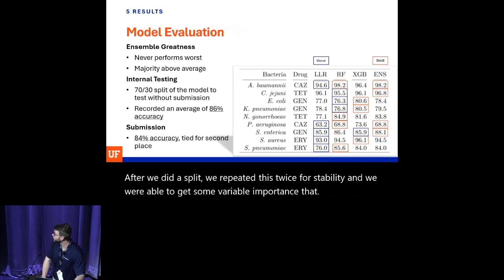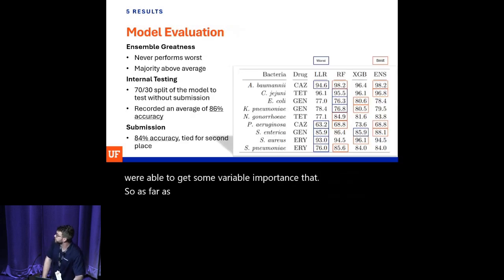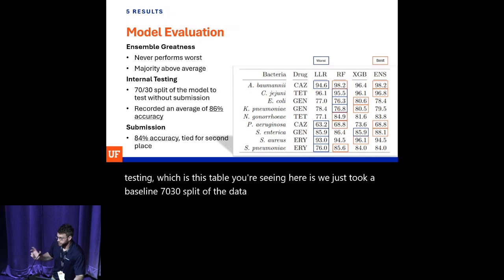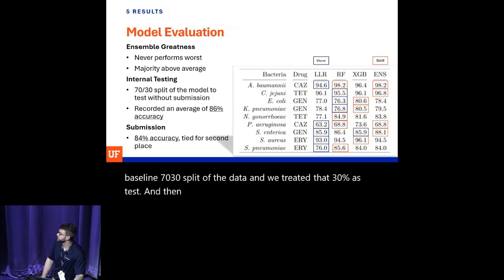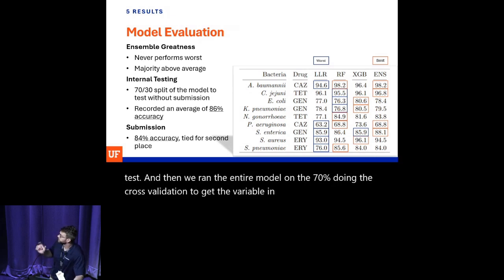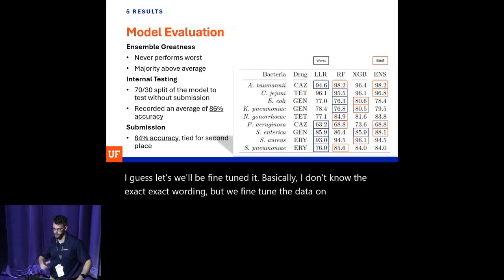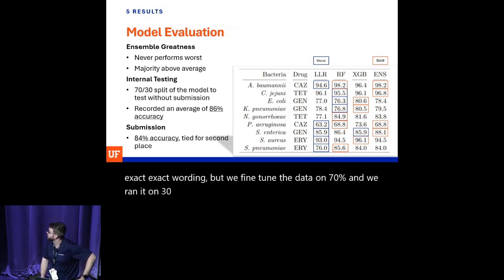So as far as the model evaluation, the way that we did internal testing, which is this table you're seeing here, is we just took a baseline 70-30 split of the data, and we treated that 30% as test, and then we ran the entire model on the 70%, doing the cross-validation. Basically, I don't know the exact wording, but we fine-tuned the model on 70%, and we ran it on 30%.